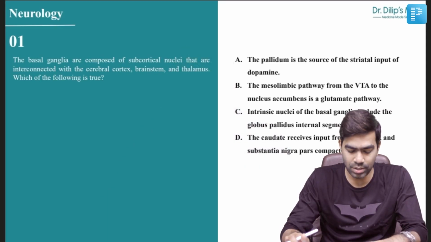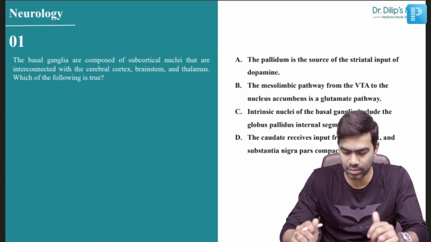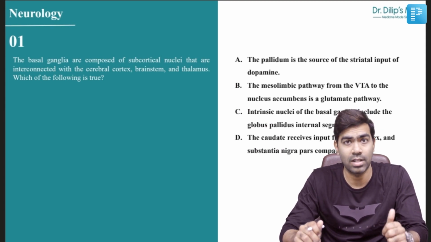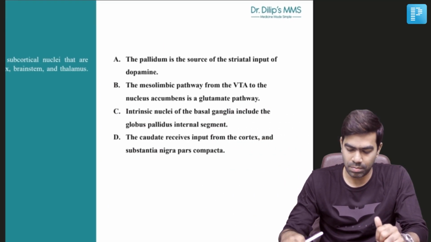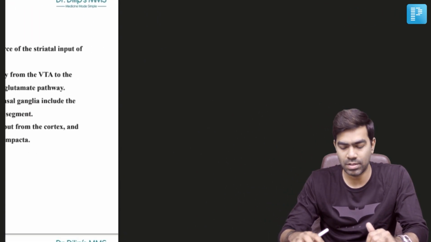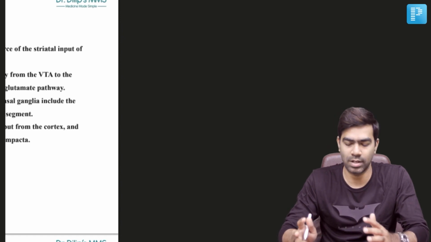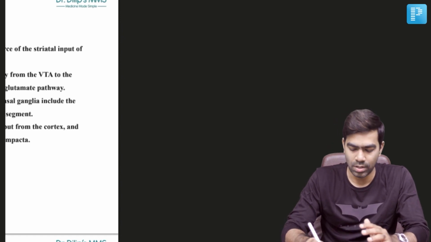I think it's based on functional neuroanatomy. The basal ganglia are composed of subcortical nuclei that are interconnected with the cerebral cortex, brainstem, and the thalamus. Which of the following is true? Before going into the right answer, let me tell you the functional neuroanatomy of basal ganglia. And before going into the functional neuroanatomy, let us understand the gross anatomy.